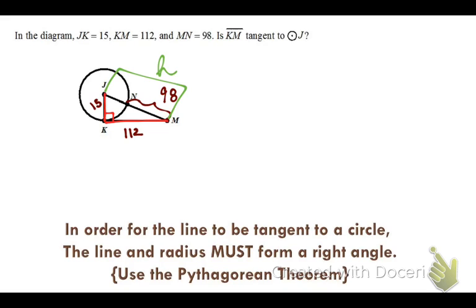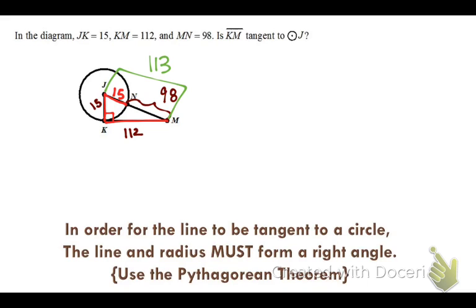15. Why is it 15? Because it's the radius. The radius is from the center to the edge. So what is the full measure of the hypotenuse? It's not 98. Whatever 98 plus 15 is. 113. Once you have three sides, how can we figure out if this is a right triangle?